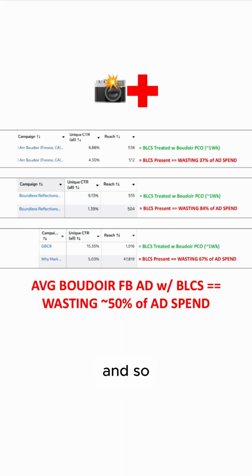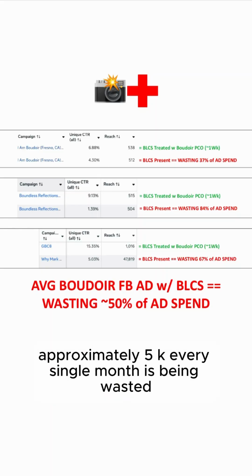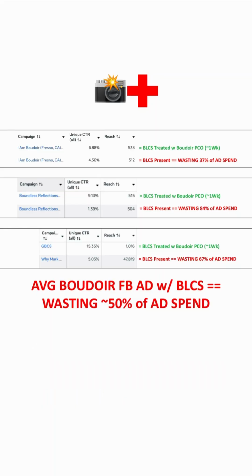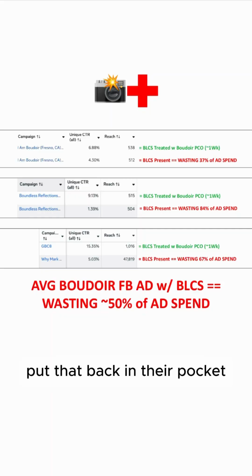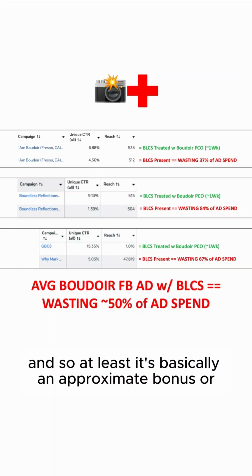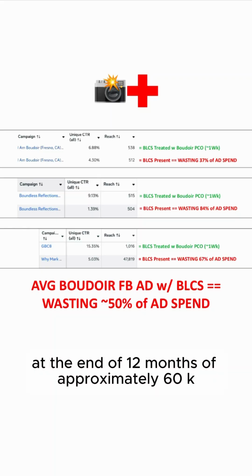And so if they're spending 10 grand a month on Boudoir Facebook ads, approximately 5K every single month is being wasted, literally every single month. So if we can eliminate that and put it back in their pocket, it's basically an approximate bonus or phantom profit at the end of 12 months of approximately 60K.